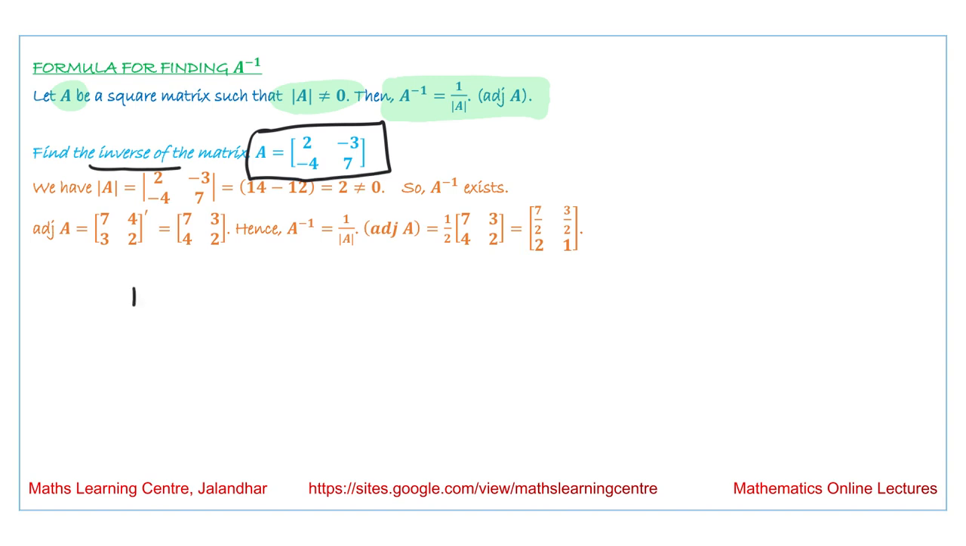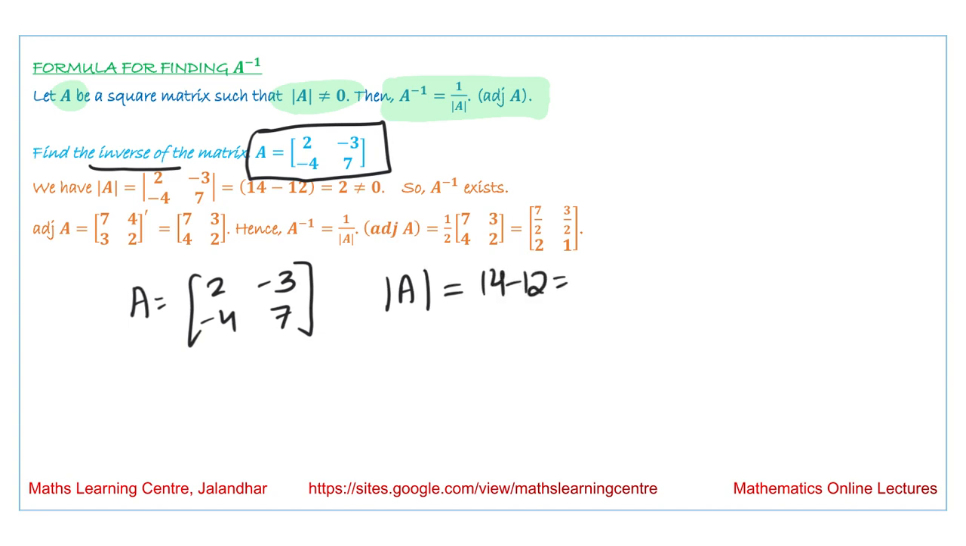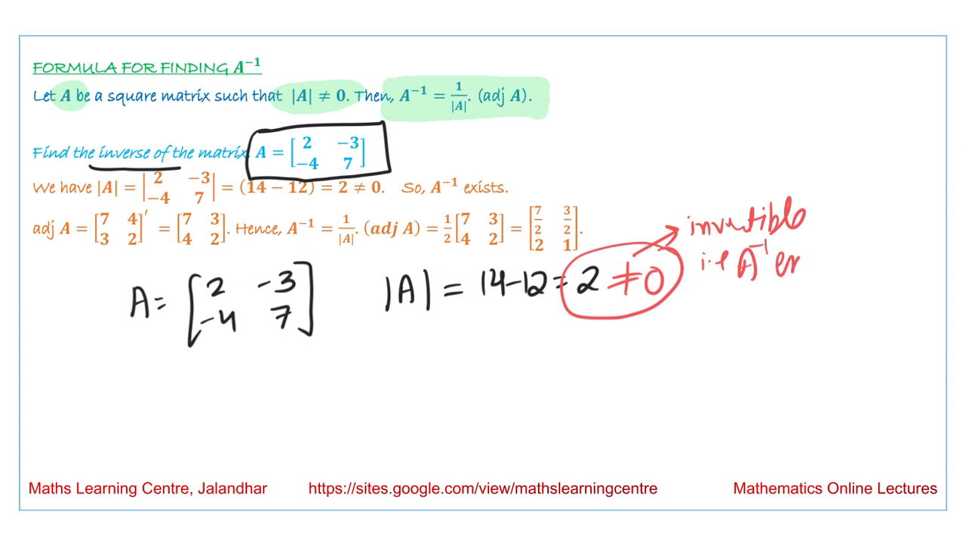So we are writing A is equal to 2, minus 3, minus 4, 7. First thing we calculate is determinant of A, and the answer we obtain is 14 minus 12, which is equal to 2, and clearly this is not equal to 0. So this matrix is invertible, that is A inverse exists.